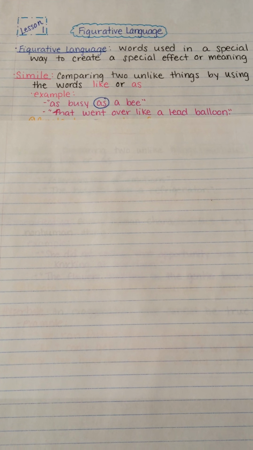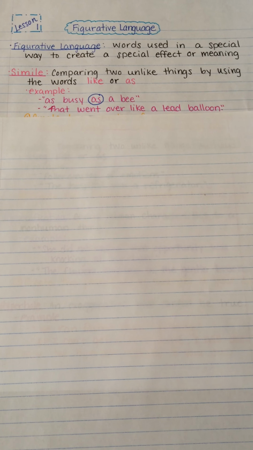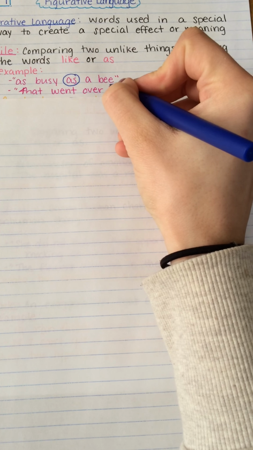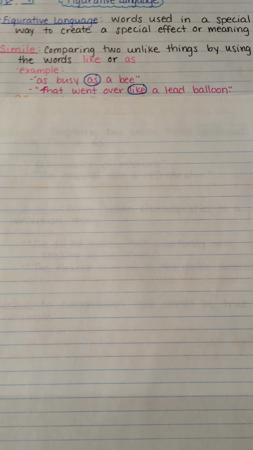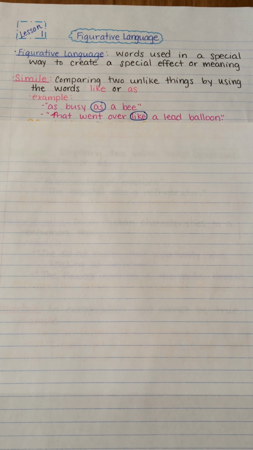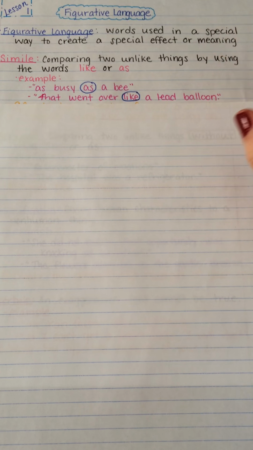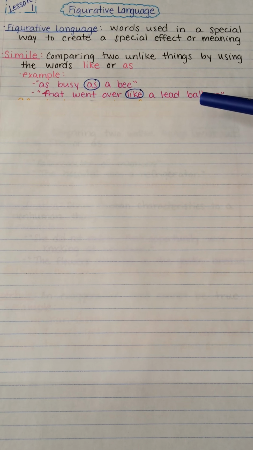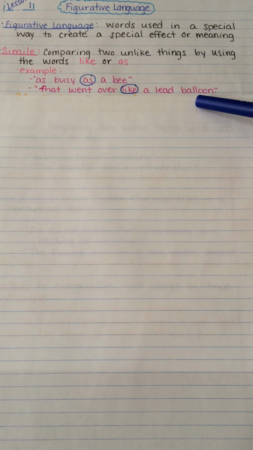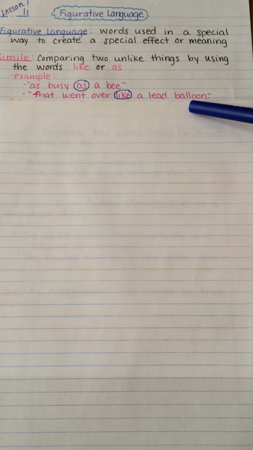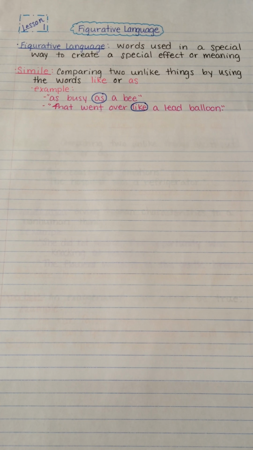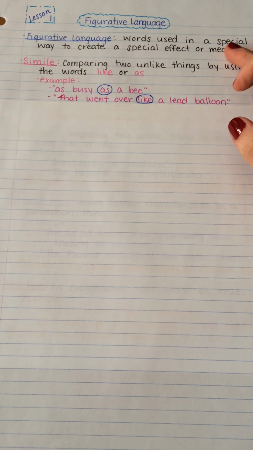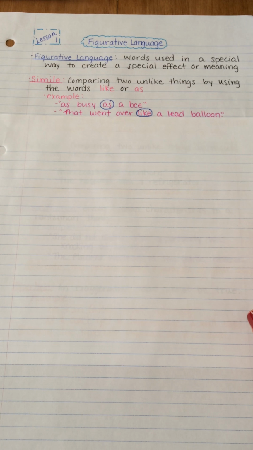Another example is that went over like a lead balloon. In this example, they're using like as the comparison word, signifying to you as the reader that it is a simile. What this is saying is it's talking about an event being compared to a lead balloon, meaning if a balloon is lead, that means it's not going to fly or float. In the same way, this event did not go very well. So it was like that of a lead balloon.